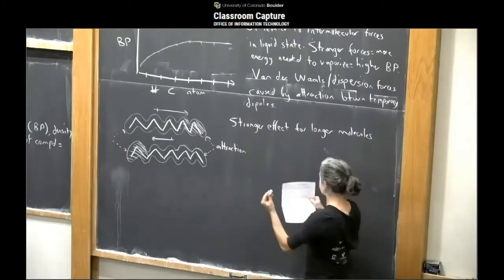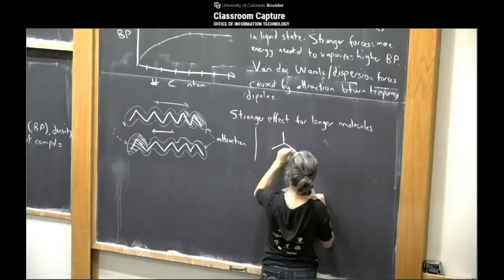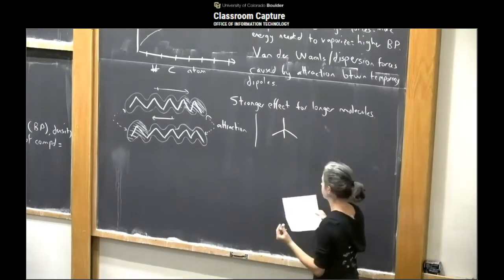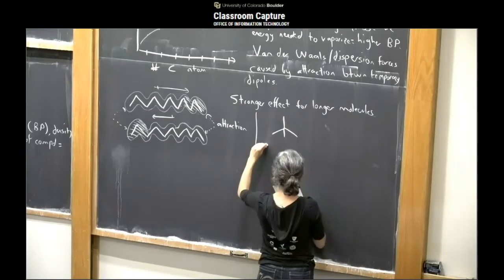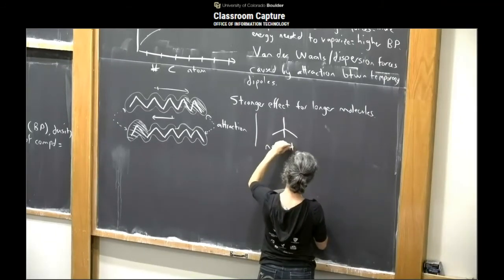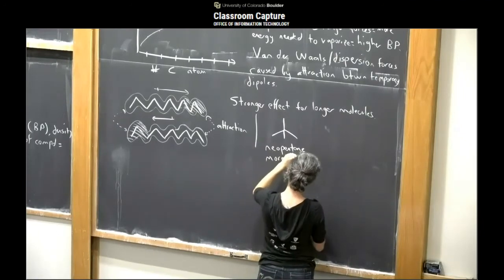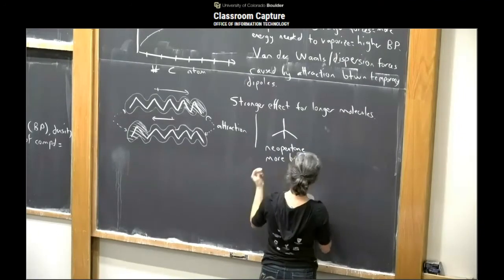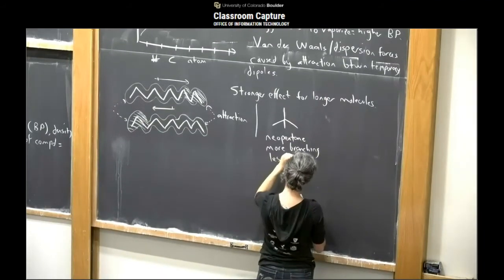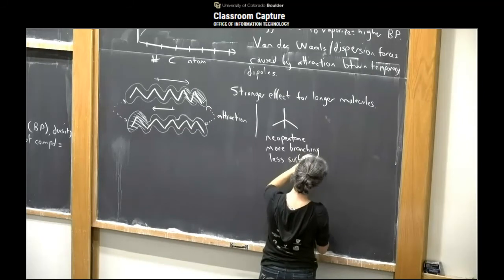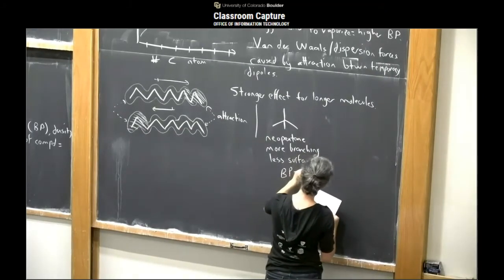So as an example of this, if we do this 5-carbon molecule, neopentane, which has more branching and it's shorter, or in other words, less surface area, its boiling point's going to be 9.4 degrees Celsius.